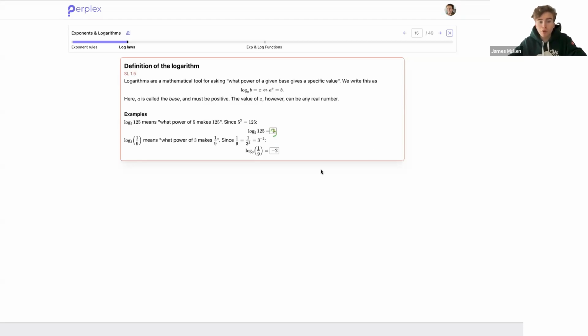Now, log base 3 of 1 over 9 means what power of 3 makes 1 over 9? And since 1 over 9 is equal to 1 over 3 squared, and that's 3 to the minus 2, I can say that log base 3 of 1 over 9 is minus 2.